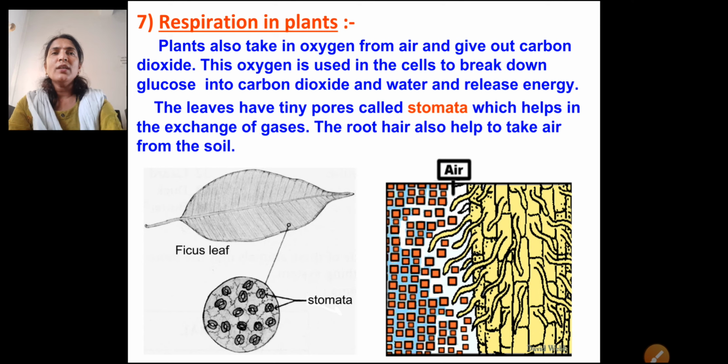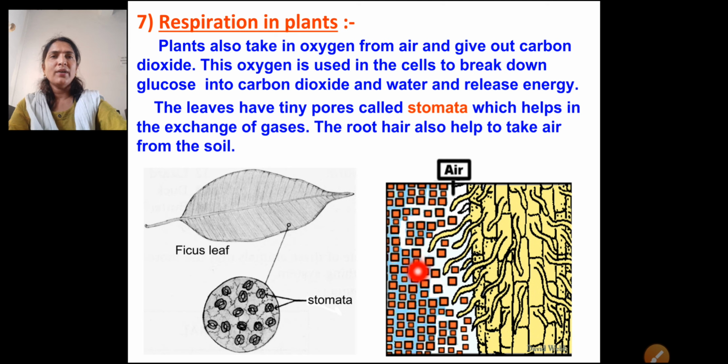Now the root hair also helps to take air from the soil. So here the two most important parts are root hair as well as the stomata. These two parts help in the respiration process for the plants. Have you seen this part? This is called root hair. This thread like part is there on the root. This is the root hair, and this root hair helps the plant take air from the soil.